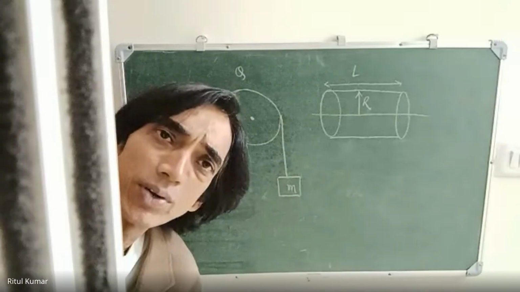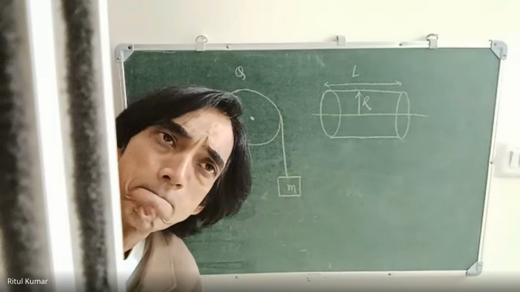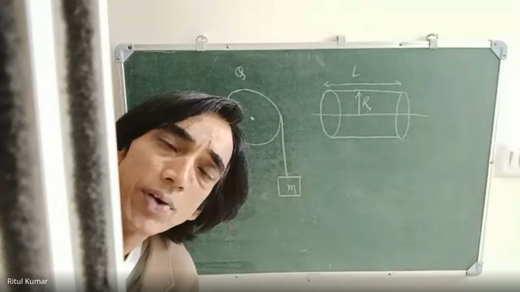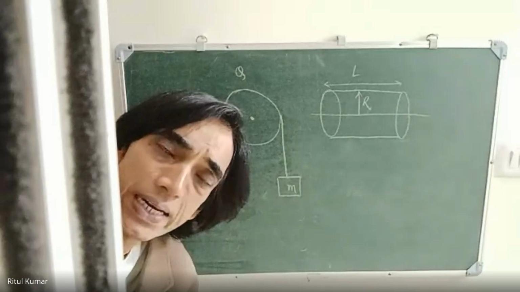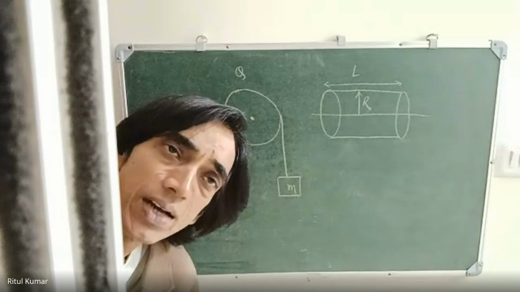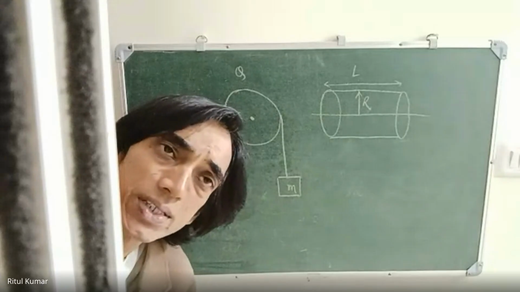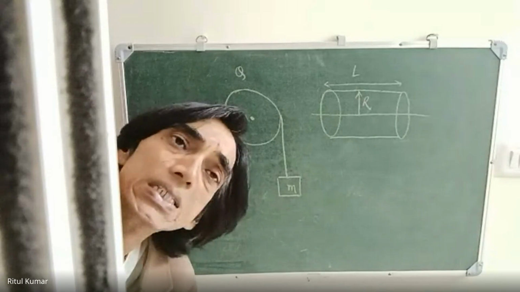T, how will you calculate? So tension. You said T into R, you will equate it to I into alpha, and alpha will be T into R by I, right? How will you calculate T? R is known to you, I is known to you, let's say. T is not known to you. How will you get T?